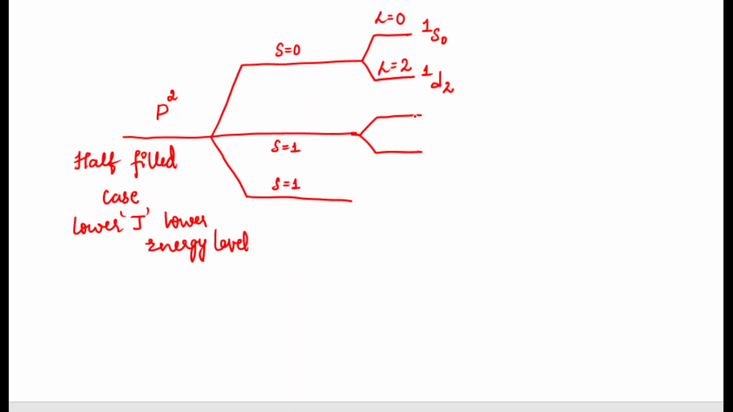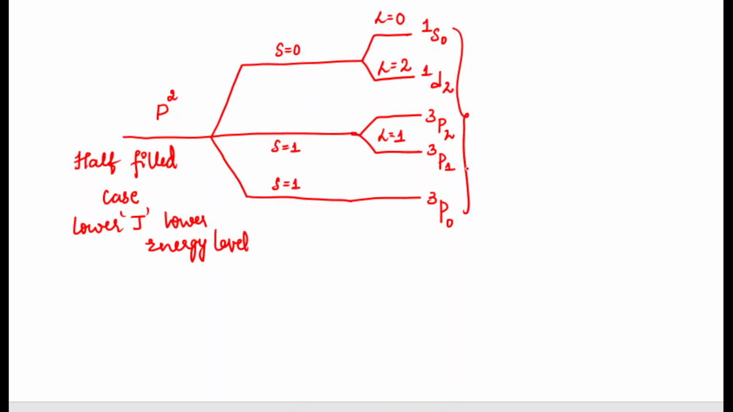And here the L value will be what? 1. So what is it when the L value is 1? It is P. So L value as 1 means we will get L to be P. So here we are having 3P2, and next will be 3P1, and the final will be 3P0. These are the term symbols according to the LS coupling.